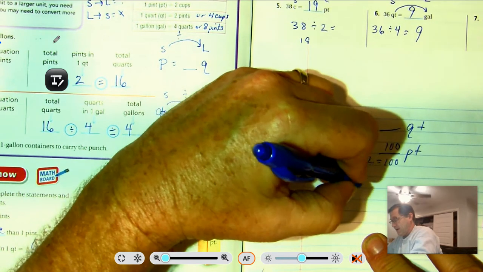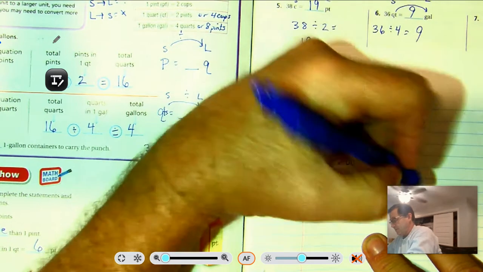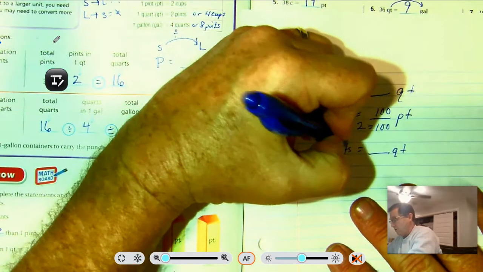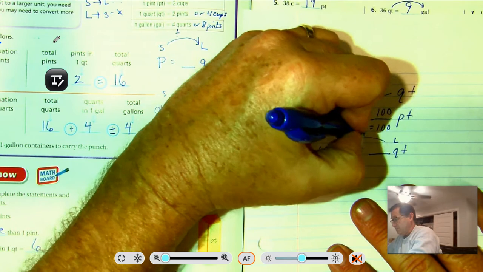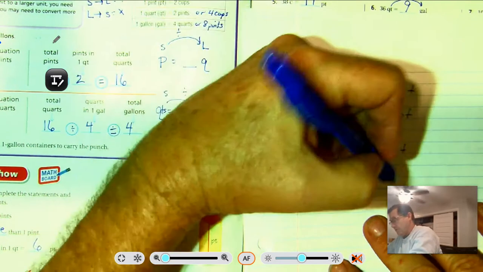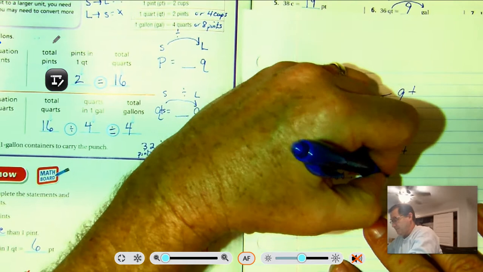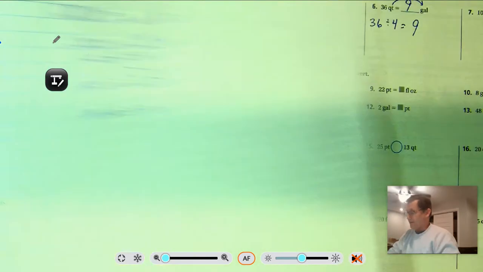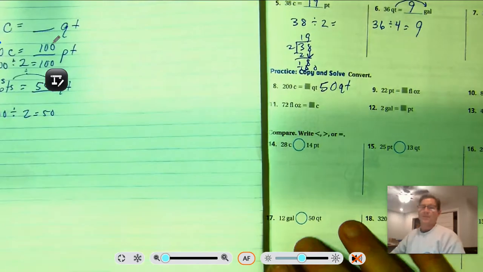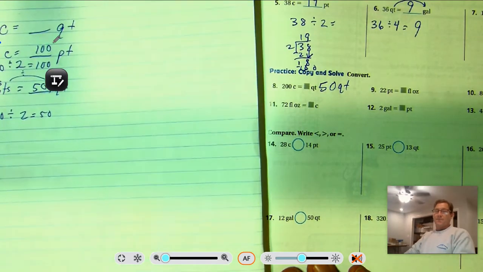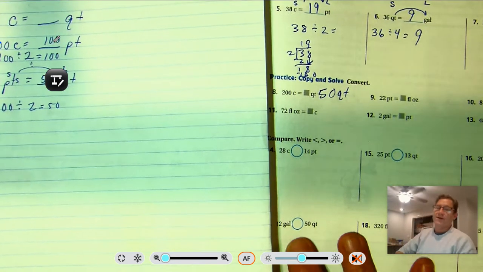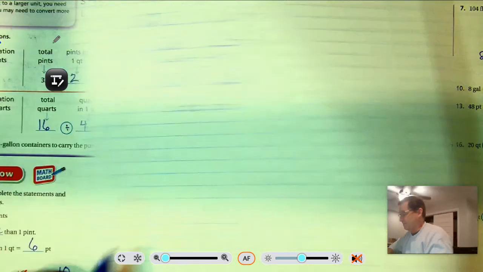We're going to take those 100 pints and convert them to quarts. Okay, I'm still going from smaller to larger, so I'm going to divide. There's 2 pints in every quart, so 100 divided by 2, 50. So we have 50 quarts in 200 cups. Number 9, we have 22 pints, and we need to change that into fluid ounces.